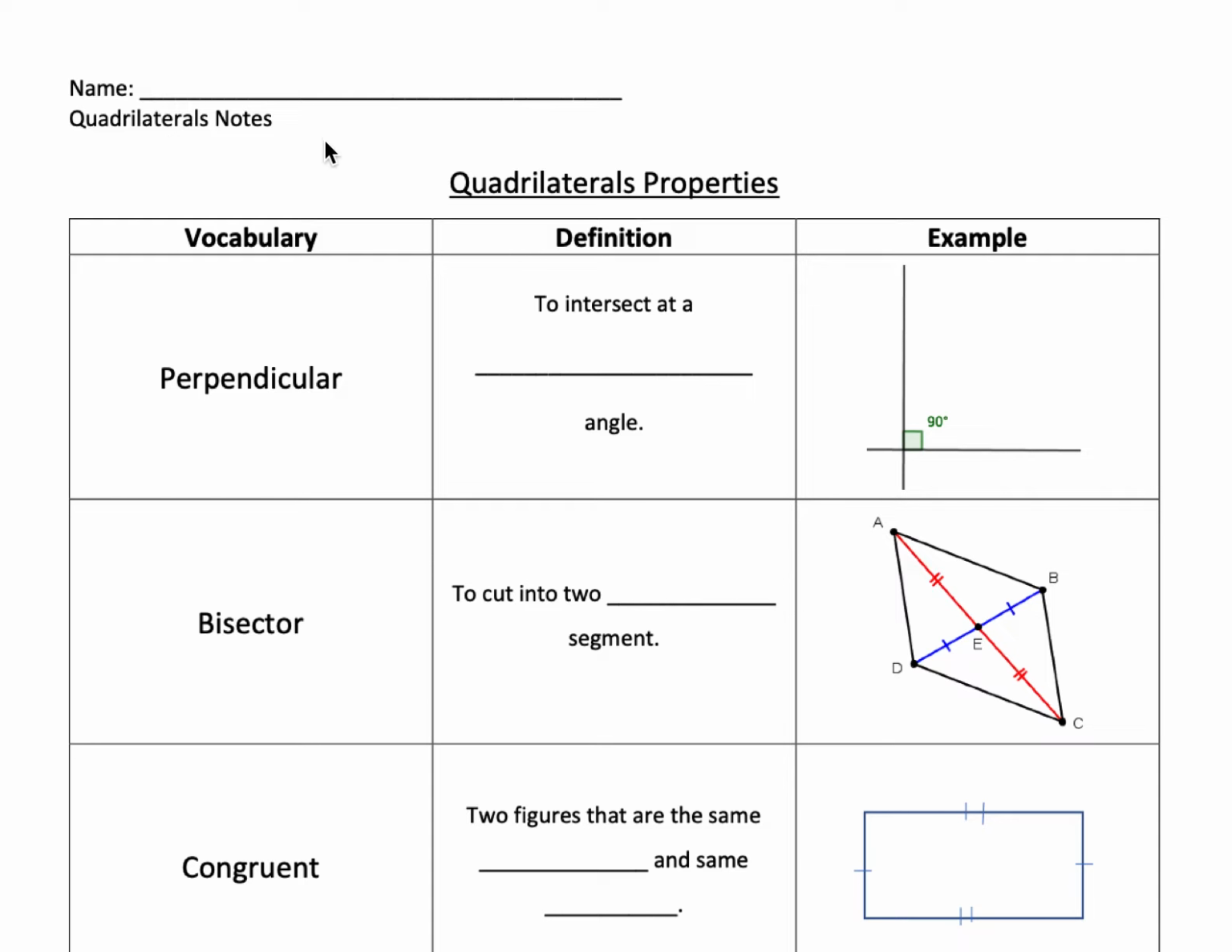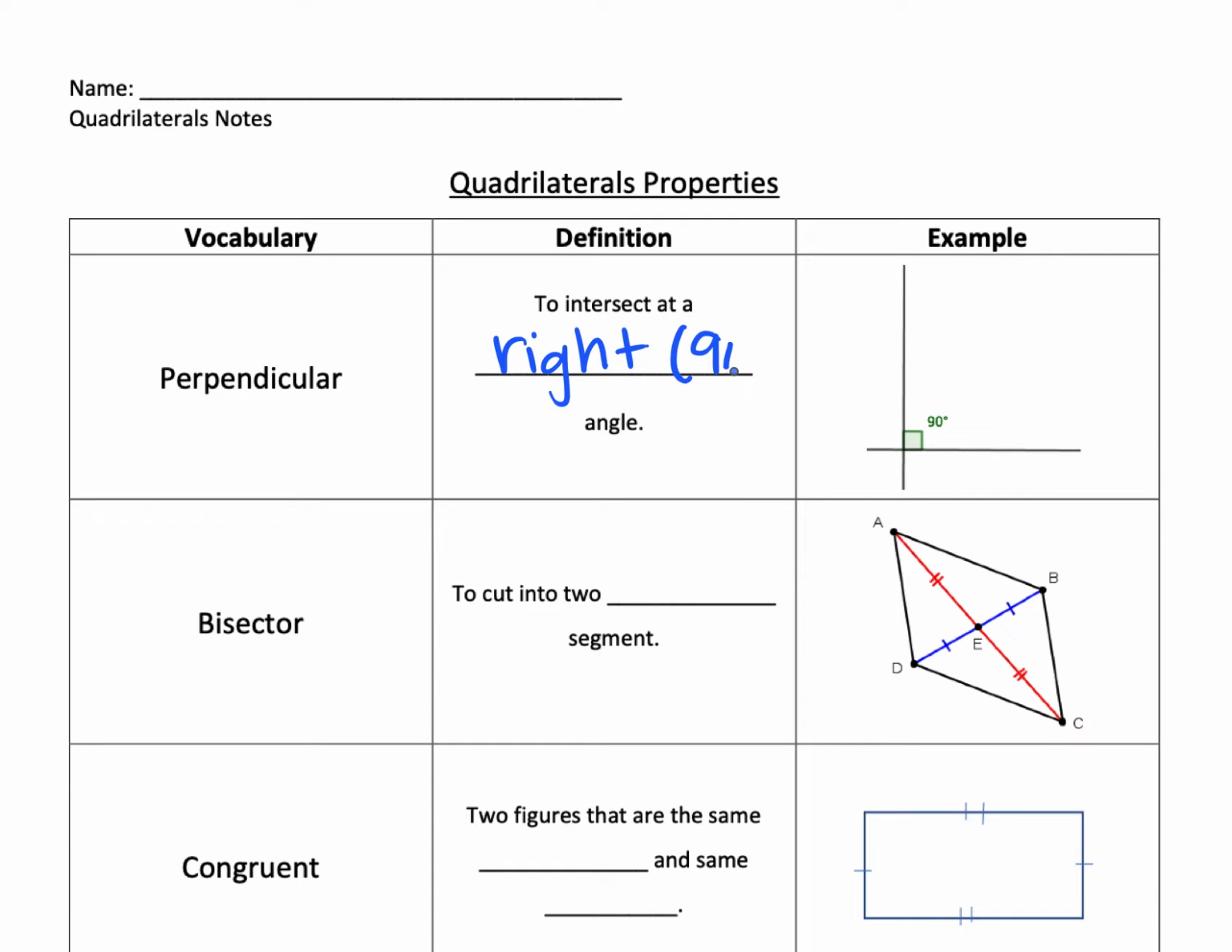We're going to be talking about quadrilaterals today. So the first thing we need to talk about are different vocab words that are going to go along with this section. The first word that you're going to be hearing a lot is perpendicular. Perpendicular just means to intersect at a right angle or 90-degree angle.